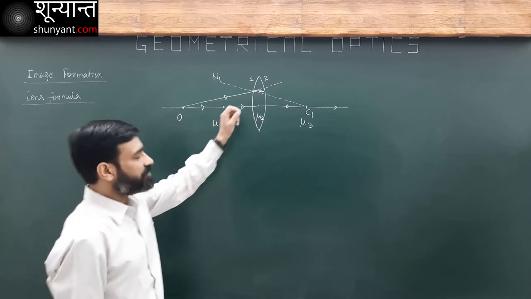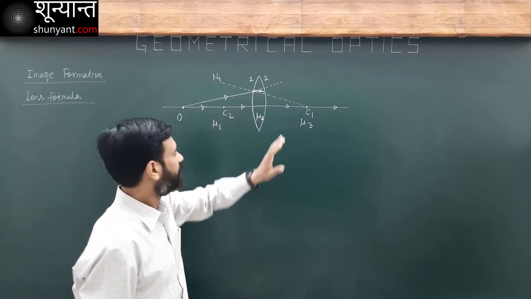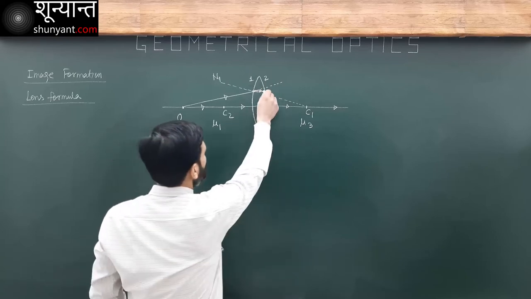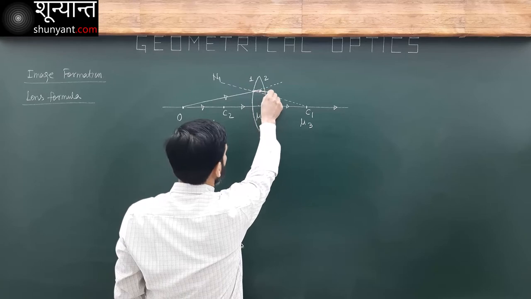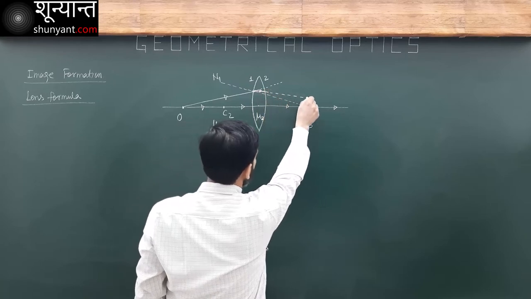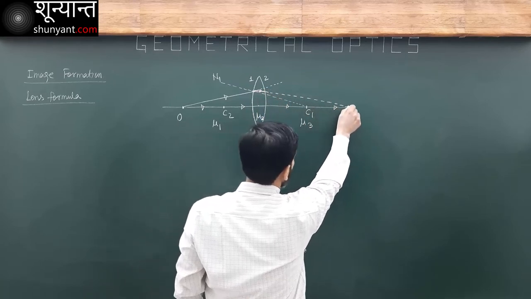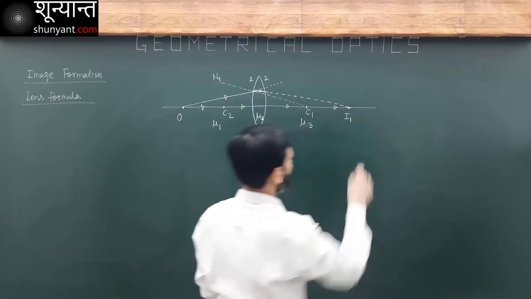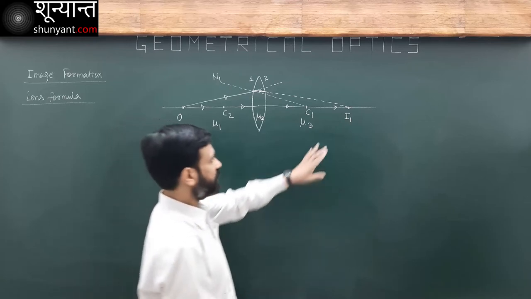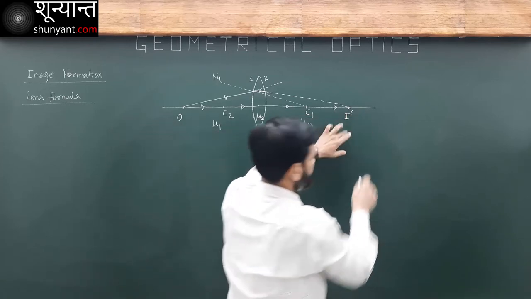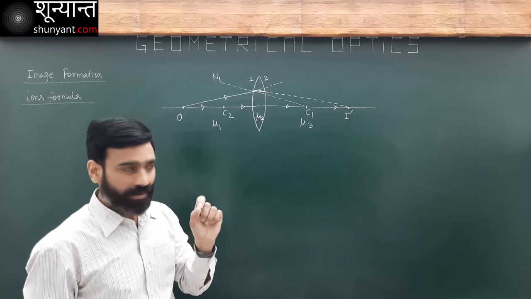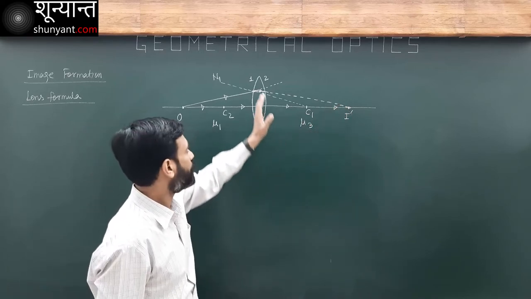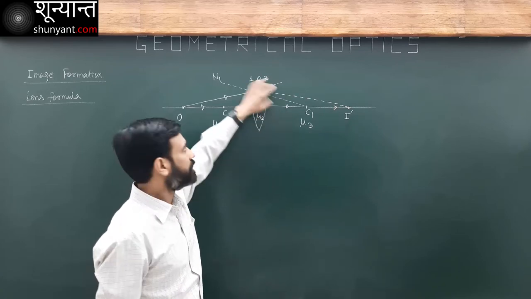Let's imagine that I do not have this second surface. In that case, the light ray will continue and it will meet the principal axis somewhere here. So this will become my first image. Let me call this I dash here. The light ray will arrive here, and the image will form here if I do not have this surface.